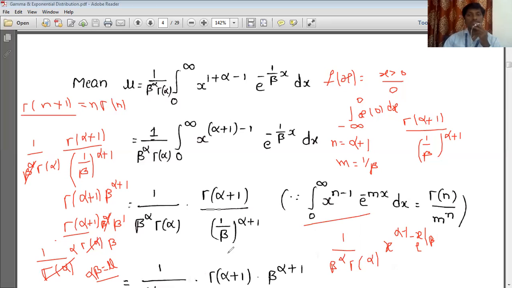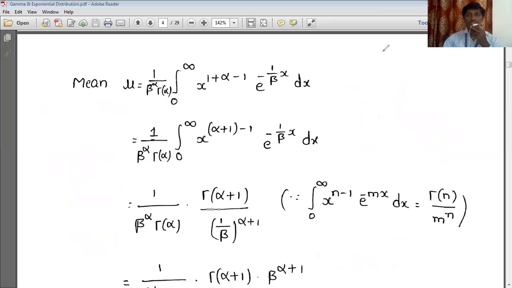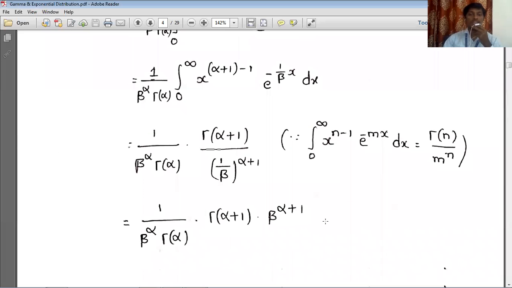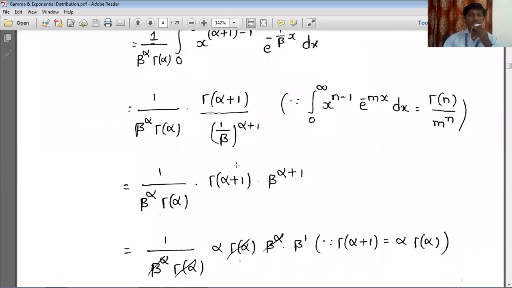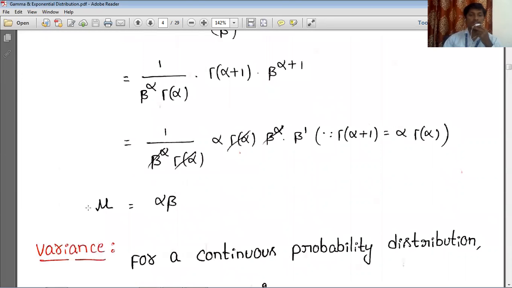So all these things we used for proving the mean of a gamma distribution is alpha beta. Next we are going to prove the variance. For proving variance we require the mean also, right? So this is all total what we wrote there. Finally we got it, mu is equal to alpha beta.